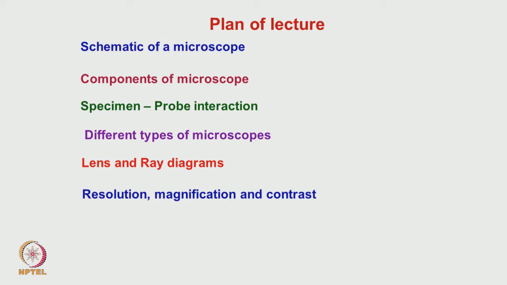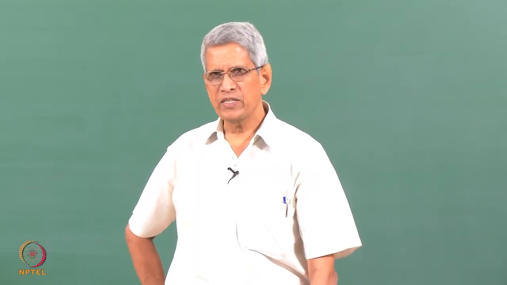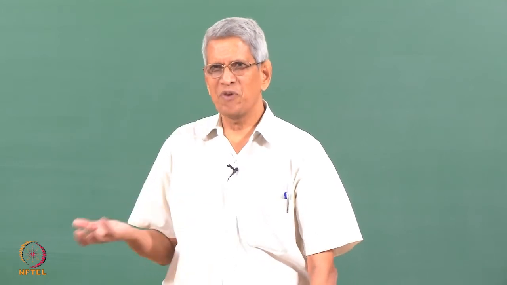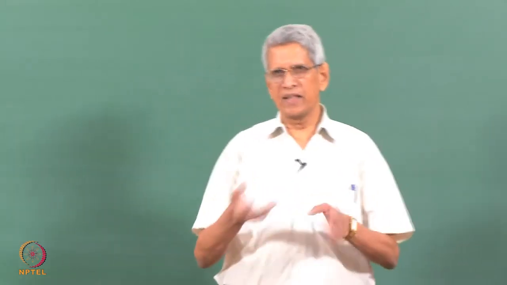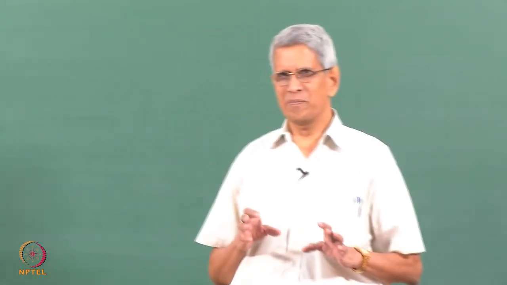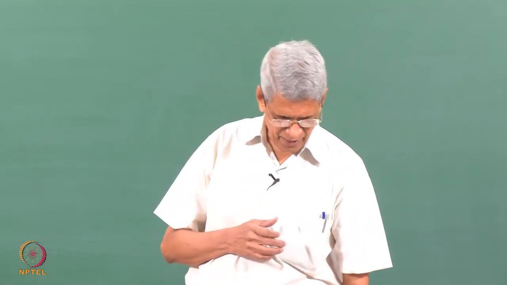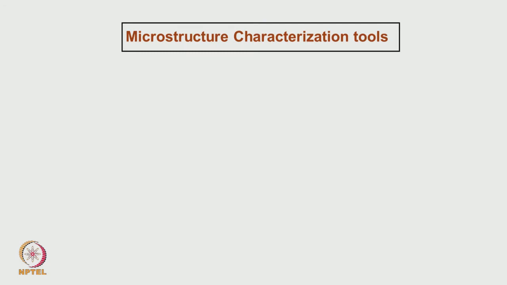Then another thing which is important for any microscope is resolution, magnification, and finally when we have to see it, a contrast has to be there, otherwise we will not be able to see any features. That we will talk about. Then another aspect when we use any lens system is what is called depth of focus and depth of field. This is very important, this aspect we will talk about. Then the last one is the different modes of diffraction and imaging. With this brief introduction to electron microscopy I will cover.